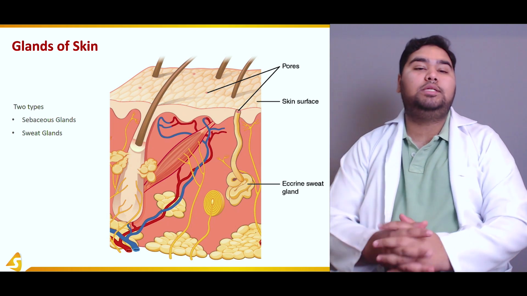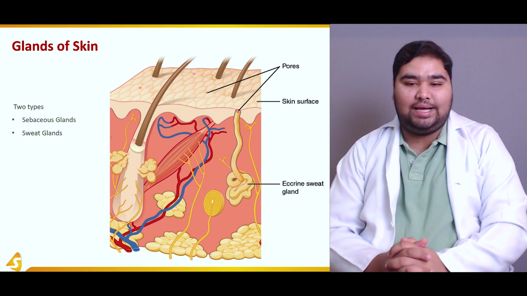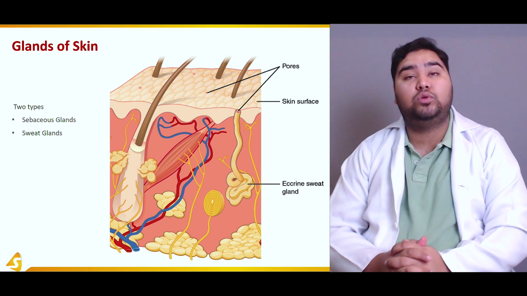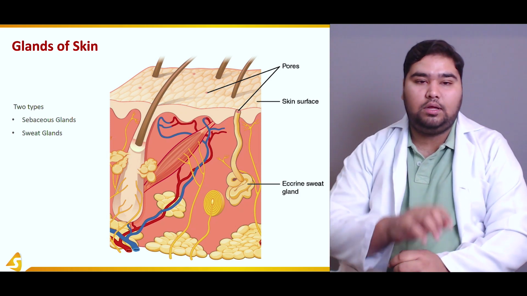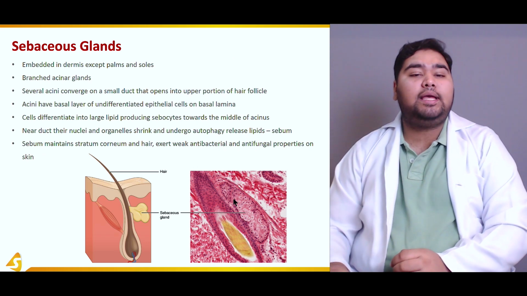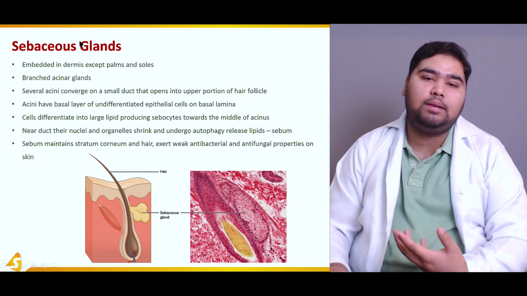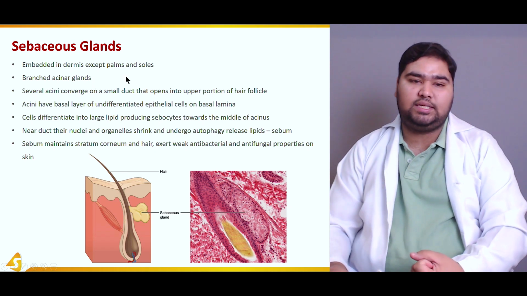Okay, moving on to skin. The glands in the skin. The two types of gland are the sebaceous glands and the sweat glands. Okay, let's take a look at the sebaceous glands. They're embedded in the dermis. They're not present in thick skin. In palms and soles, there are no sebaceous glands.